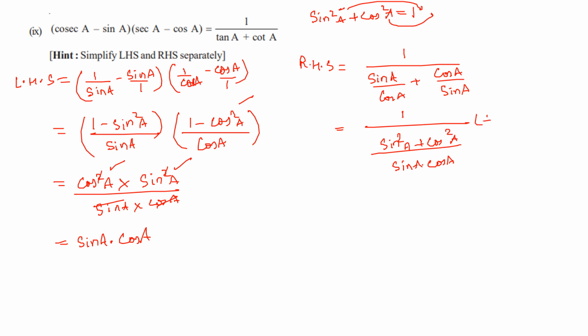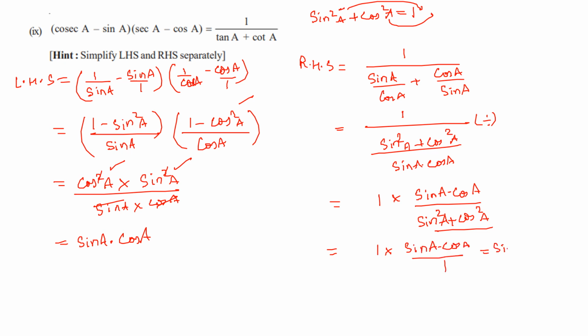Again, if you see, this is your division. When you change division to multiplication, what will happen? It will become 1 into sin A into cos A divided by sin square A plus cos square A. The denominator will become the reciprocal. Now sin square A plus cos square A, this is equal to 1, isn't it? So it will become 1 into sin A into cos A by 1, which is equal to sin A into cos A. And you can see here your LHS is equal to RHS, isn't it? So that's all proved. Now moving to the last question, question number 10.